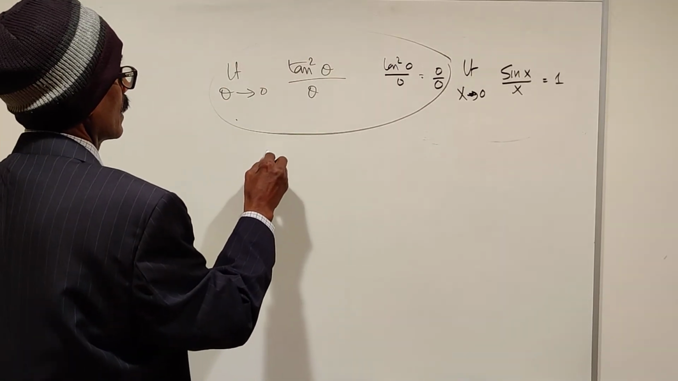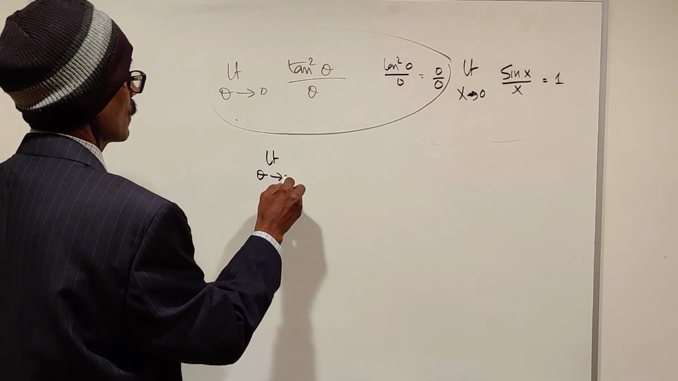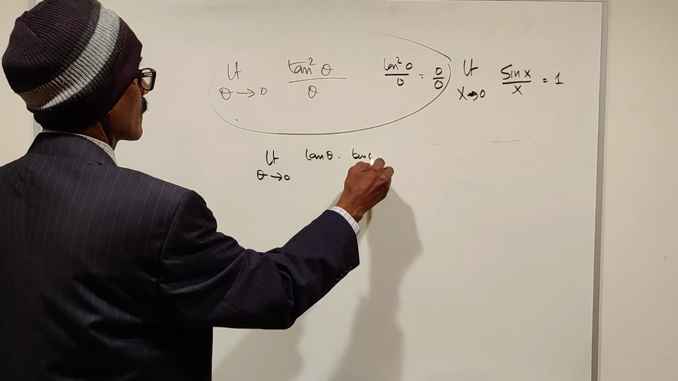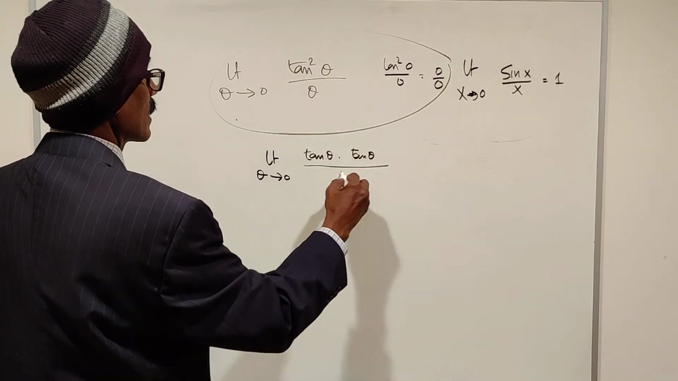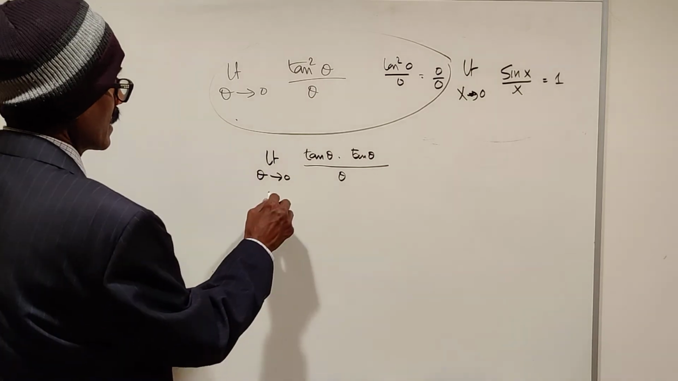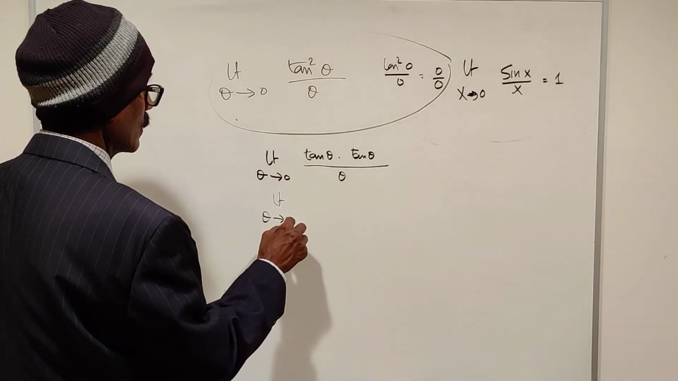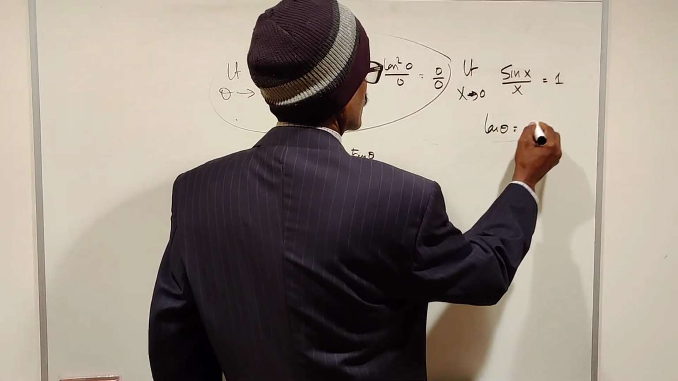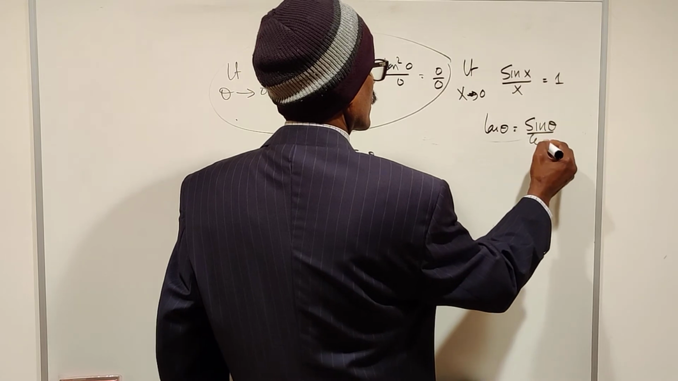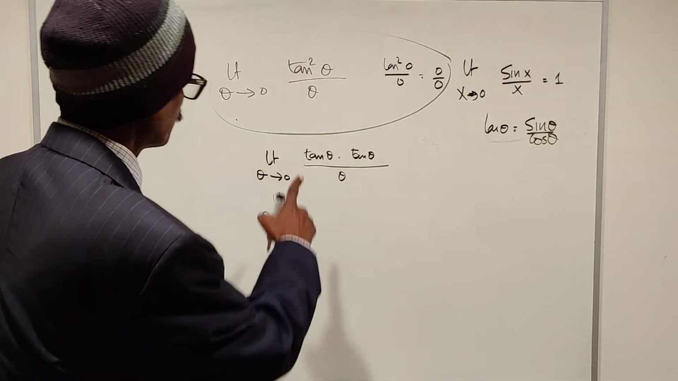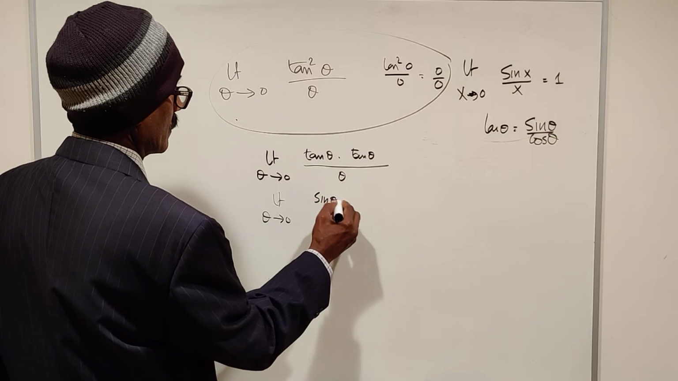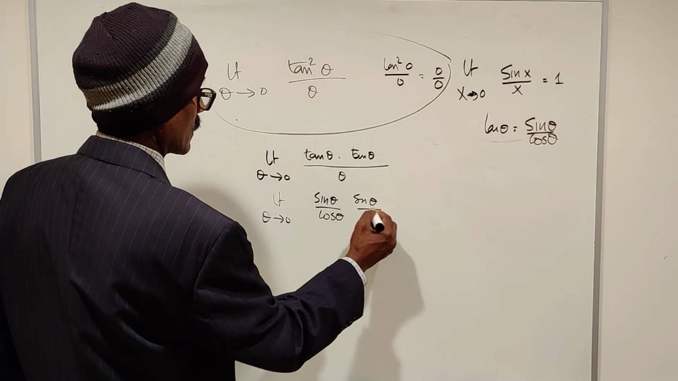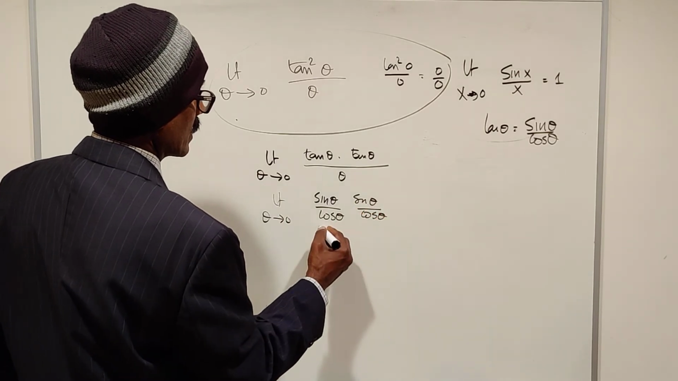Let us find out. Limit theta tends to 0, tan square theta is tan theta times tan theta divided by theta. Tan theta is what? Tan theta is sin theta by cos theta. Here, sin theta by cos theta. Here also sin theta by cos theta, by theta.